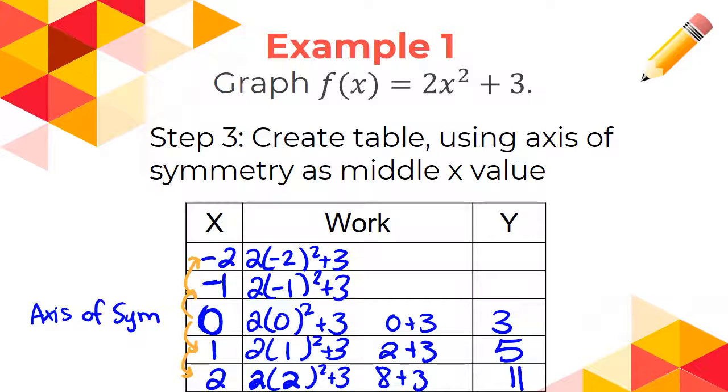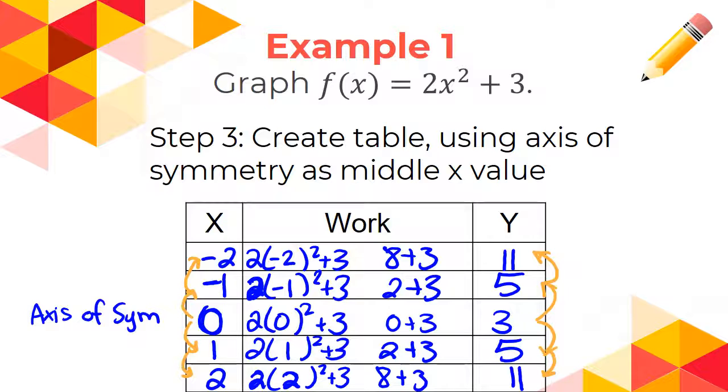Let's go the other direction. -1 squared is still +1. +1 times 2 is 2. 2 plus 3 is 5. -2 squared is +4. +4 times 2 is 8. 8 plus 3, 11 again. So notice the symmetry. There's symmetry in the x's and there's symmetry in the y's. That needs to happen. If you don't see this nice symmetry and pattern, something's wrong.